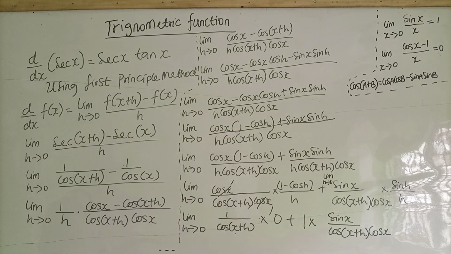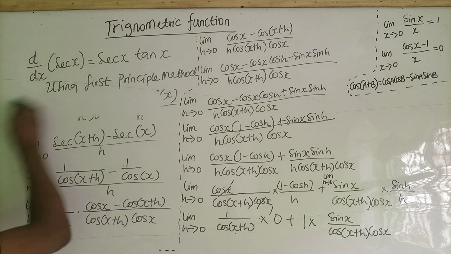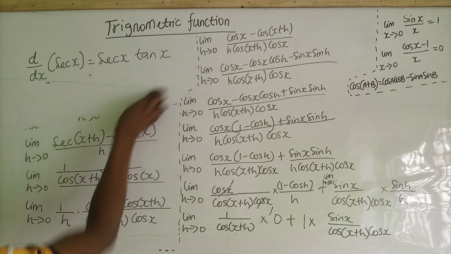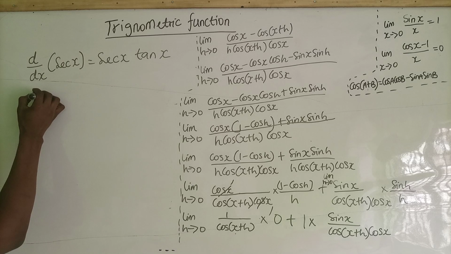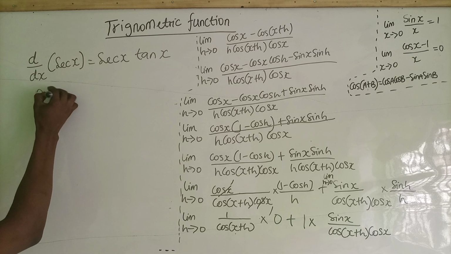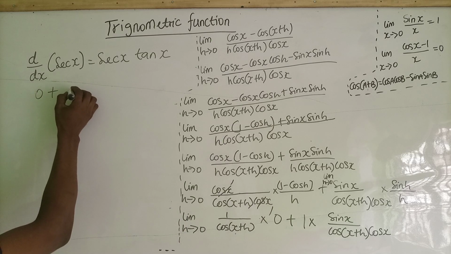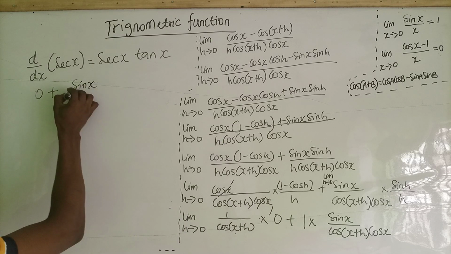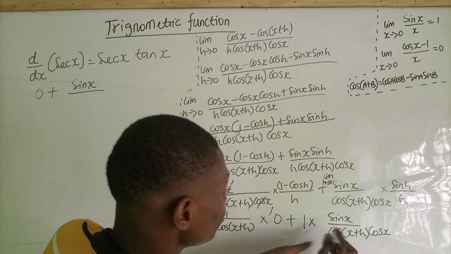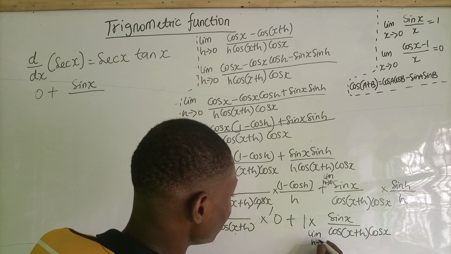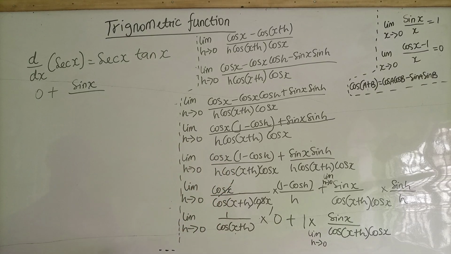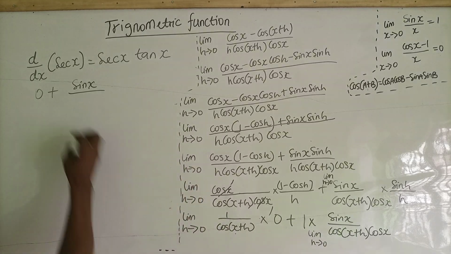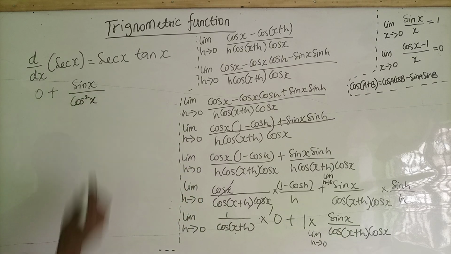So let's move over to this side. Let me clean this please. So we are going to have this whole place is 0. So let's just write 0 plus sine x all over. Remember the limit of the angle is approaching 0. So x plus 0 is what? X. Cos x times x is what? Cos x. So cos x times cos x is what? Cos squared x. Are you getting anything now?